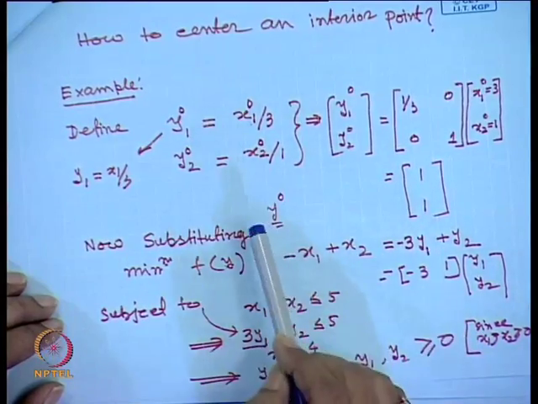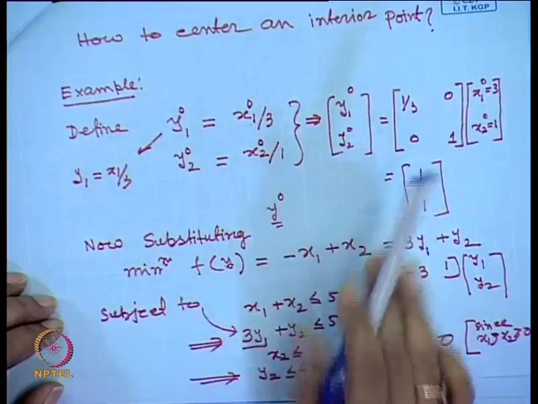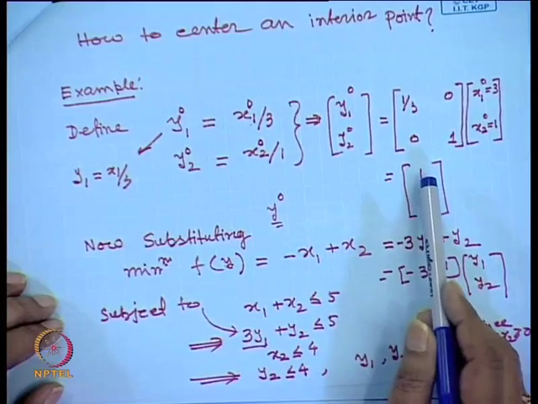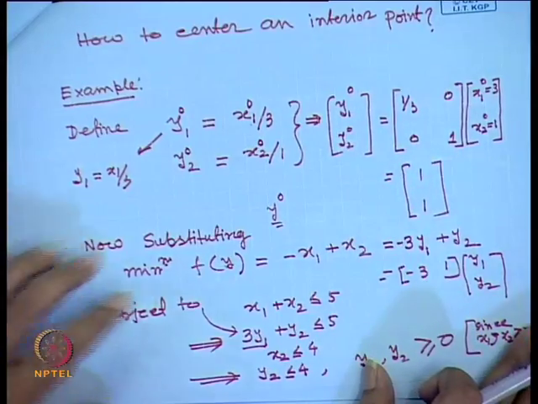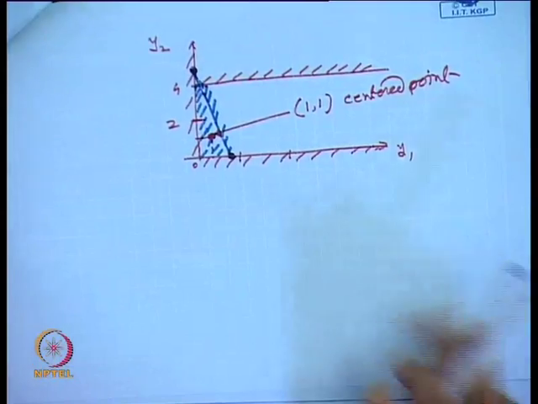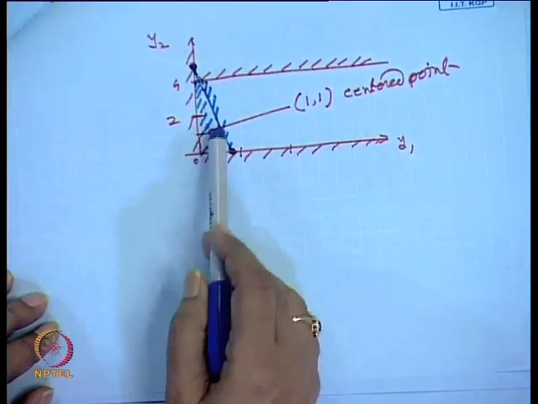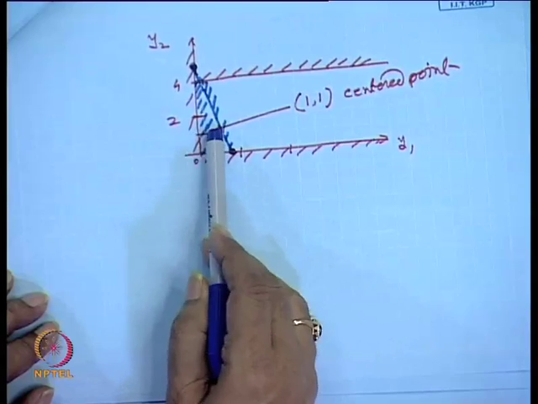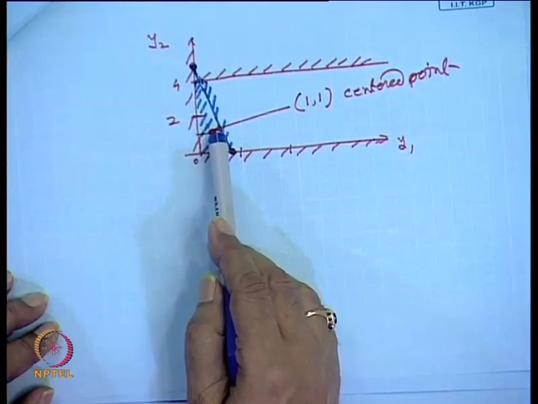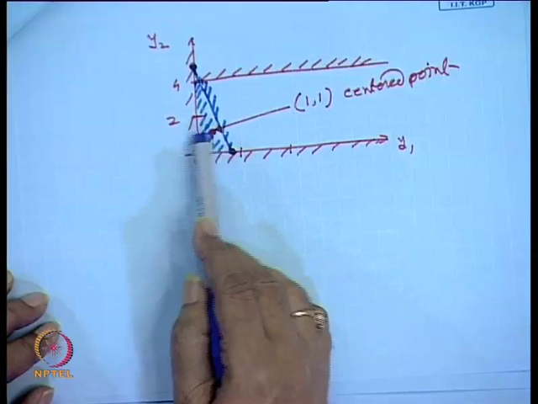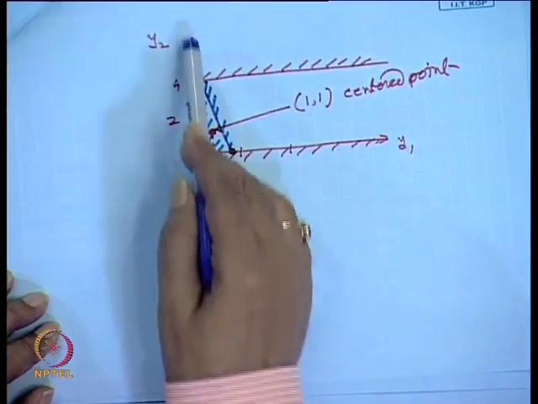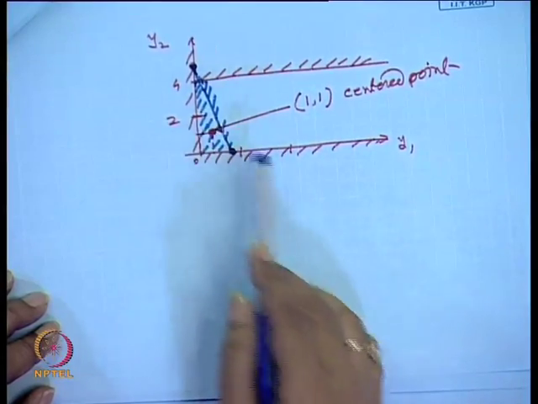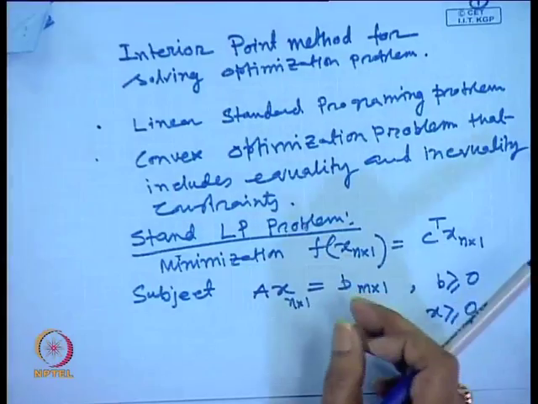That means in transformed coordinates, our initial interior point is equidistant from the two coordinate axes. Now we will see the more general case. In the transformed system, point B is now transformed into the new coordinate point 1, 1, which is equidistant from the y1 axis and y2 axis. In general, we will now show how to proceed.